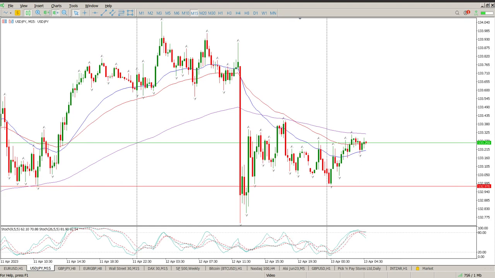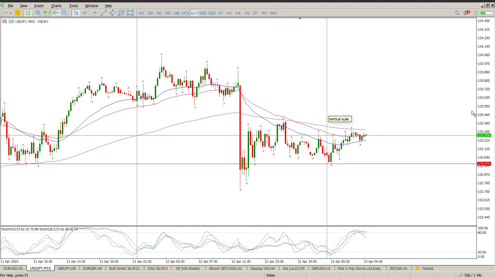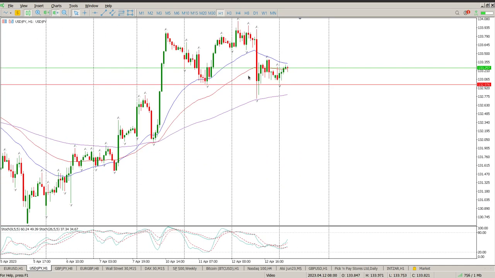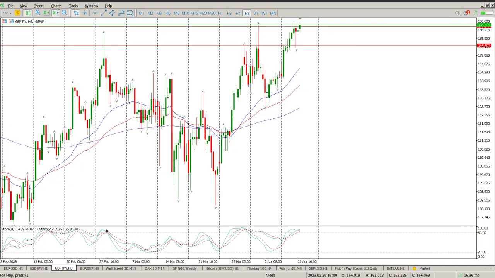If you look at this on the 50-minute, you can see a bit of confusion here. So this is a range. Definitely wait for that level before looking for anything. This could easily flip into a range. So that's kind of my view there. So sit and wait on US dollar Japanese yen.